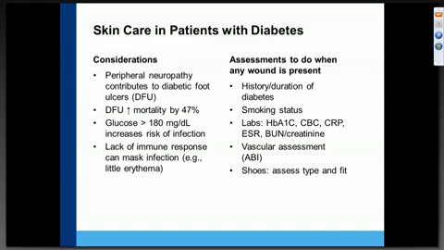High glucose levels increase the risk of infection. And then assessments to do when any wound is present. We're going to look at what is their long-term history. Smoking status, of course, is important and challenging for us to address, but healthcare providers need to address that. And some patients may be ready to stop smoking, may be ready to consider that. And the more we reinforce that, the research does show we can make a difference. And then we've got the labs that we need to take a look at.